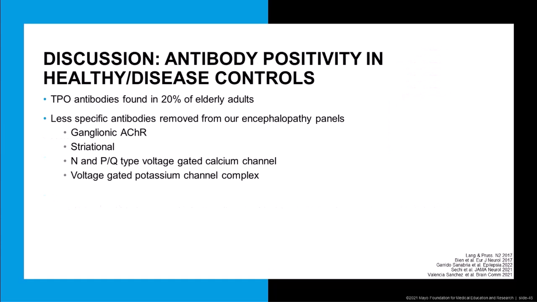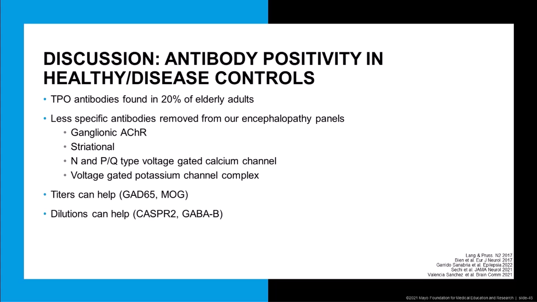Just to mention about TPO antibodies, these are not a very good marker. They're found in about 20% of elderly adults. And there are many other antibodies that we've now removed from our panels: the ganglionic acetylcholine receptor antibody, the striated muscle antibody, the PQ and N-type calcium channel, the potassium channel complex. None of these are on the autoimmune encephalopathy panel now. So I think we're trying to make improvements to avoid misdiagnosis here.